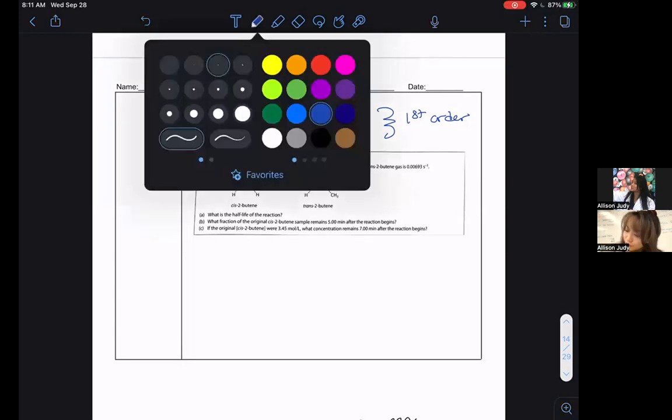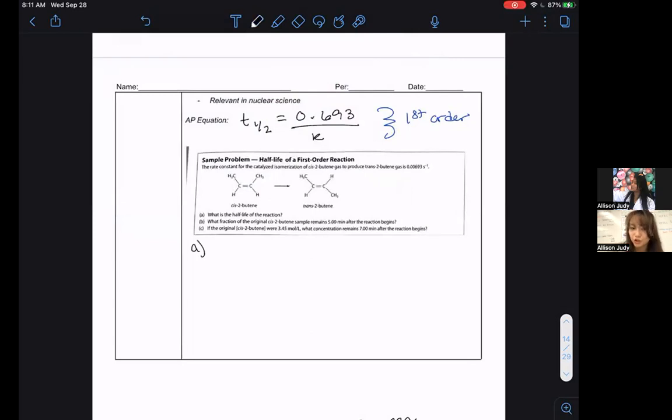So all you do, this is so beautiful, is plug and chug. You want to find the half-life, and you're given K. So all you do is plug and chug.